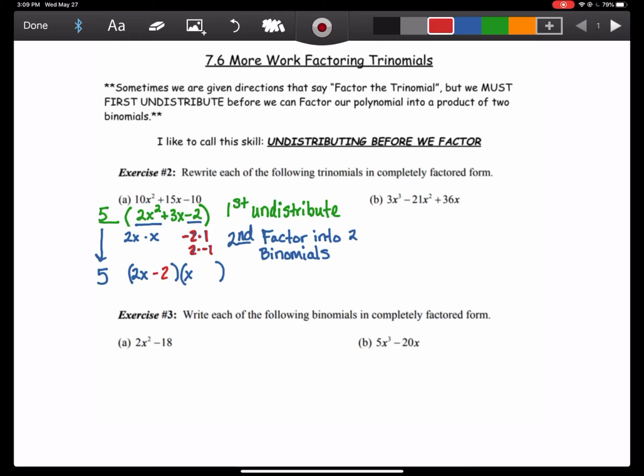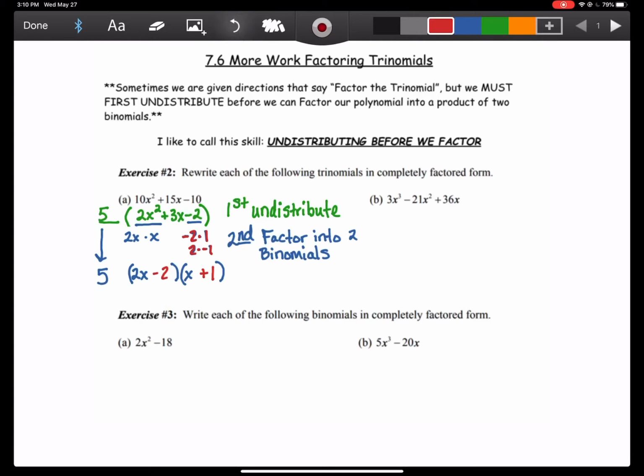-2 and +1. Okay, here we go. Outer times outer, positive 2x. Inner times inner, -2x. So hopefully you're looking at that and you're going, that's not it. Okay, because that does not equal +3x. Why +3x? We're trying to make +3x. Okay, so let's back it up.